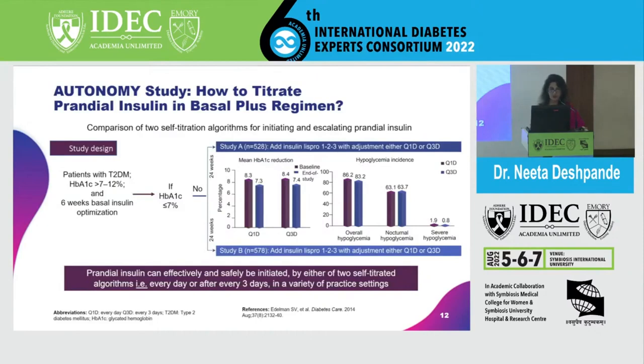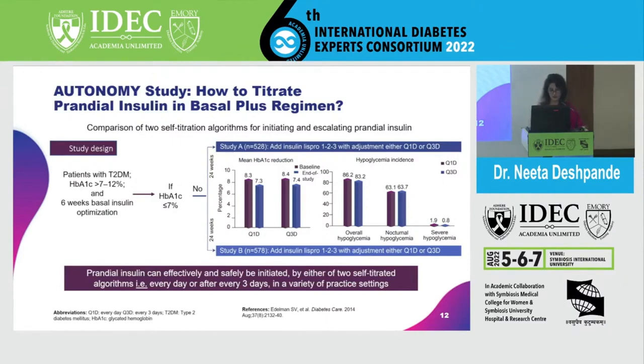This is another study, the autonomy study, which actually compares the two self-titration algorithms for initiating and escalating prandial insulin. So here you have patients with type 2 diabetes with an A1C of 7 to 12. They're optimized with basal insulin. And in spite of that, if the A1C does not come below 7, then they are pushed into either study A or study B with addition of insulin lispro 1, 2, 3, that is once, twice or thrice daily, with adjustment going from 1 to 3 times.